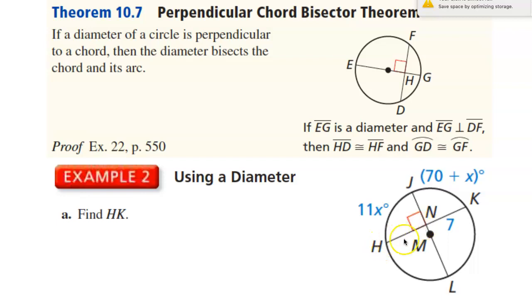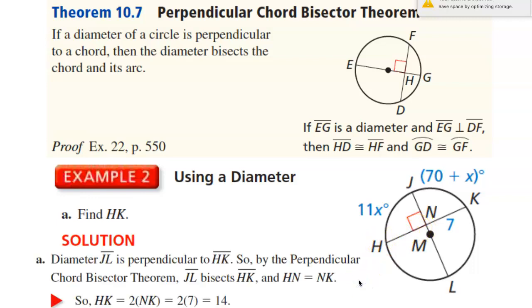So I know that HM equals KM, and then arc HJ equals arc KJ. So for the first question here, find HK. Well, if NK is already 7, and I know it got cut in half, that means NK is also 7, and then of course 7 plus 7, or 7 times 2, is 14.